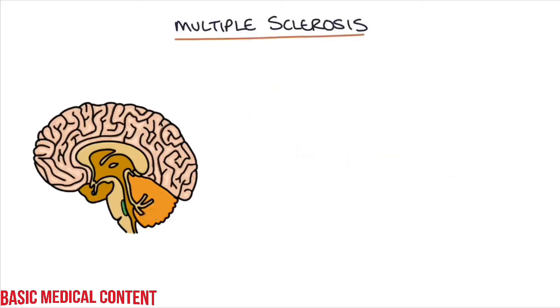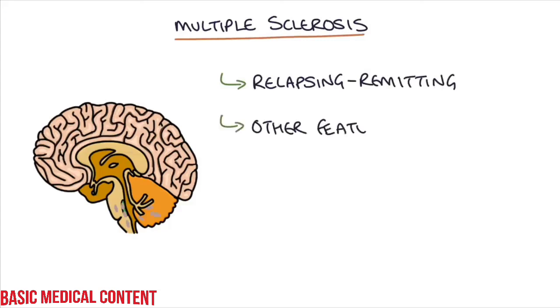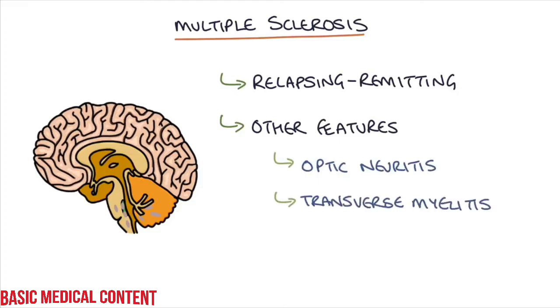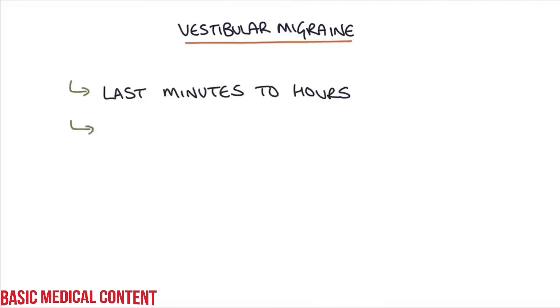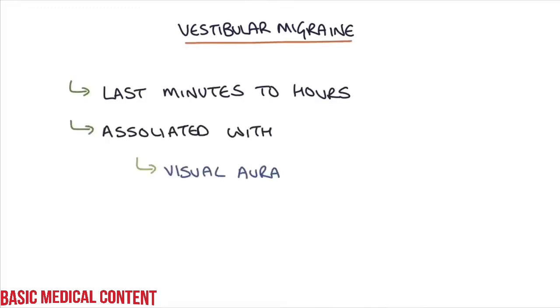Multiple sclerosis may cause relapsing and remitting symptoms, with other features of MS such as optic neuritis or transverse myelitis. And vestibular migraine will cause symptoms that last minutes to hours, often associated with visual aura and a headache.